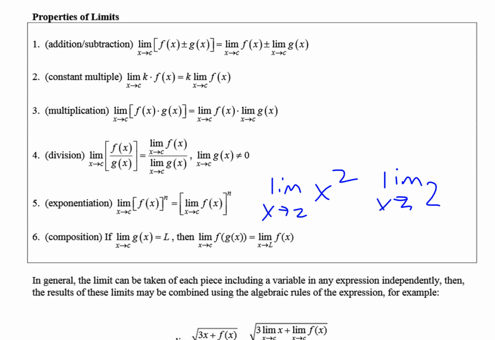Okay, I can't write this out. Let's try that again. Limit as x approaches 2 of x, and then square it, and you'll get the same thing. And the last one, maybe the most difficult, is the composition of functions. So you have this composition, f of g of x.